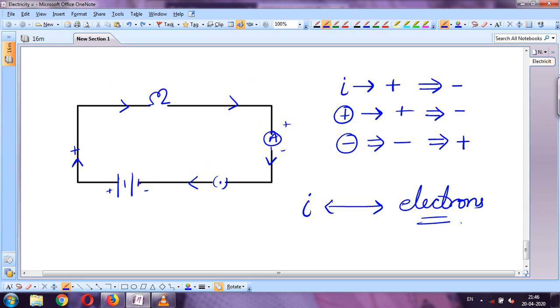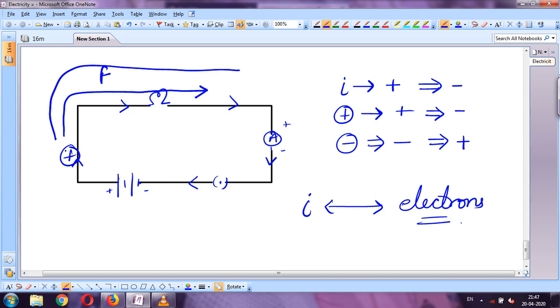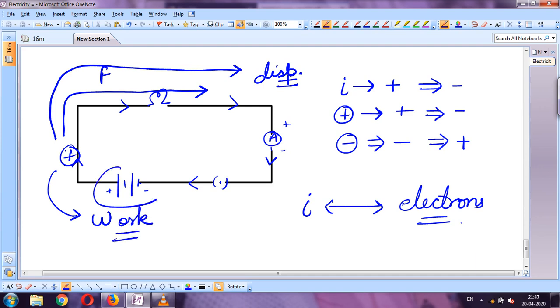After this, now you think, if this positive charge is pushed in this direction, a force is applied in this direction, and this charge is covering some displacement or distance, then we can say some work is done on this charge. And who is doing that work? Actually, this battery only is doing that work, right?